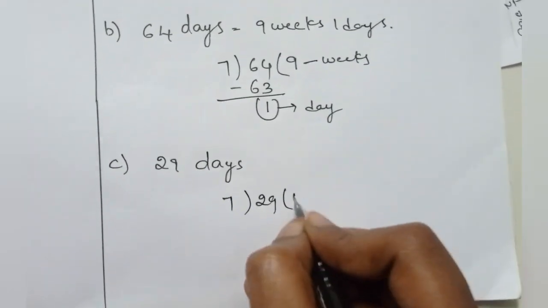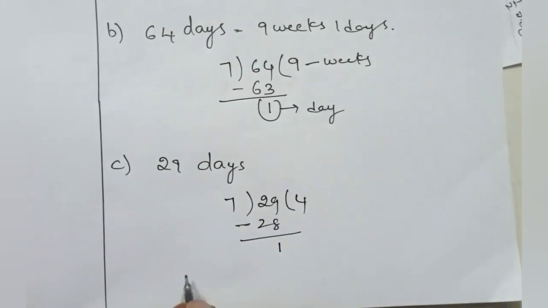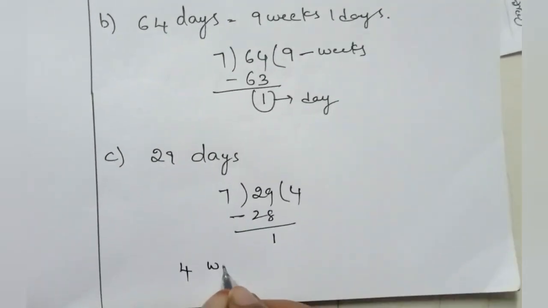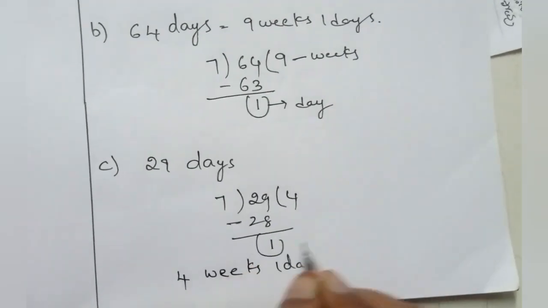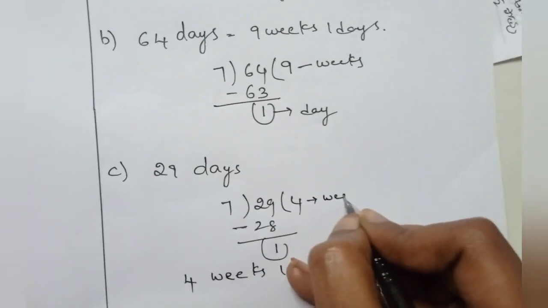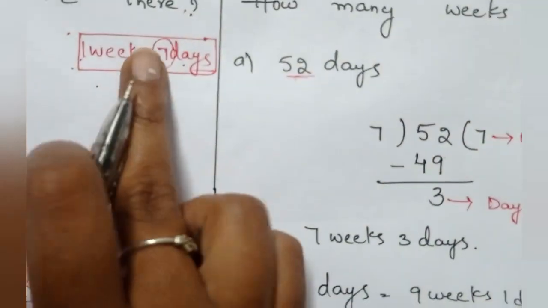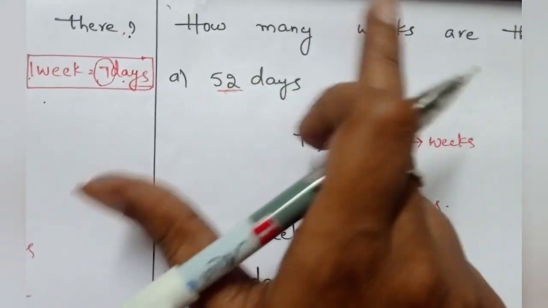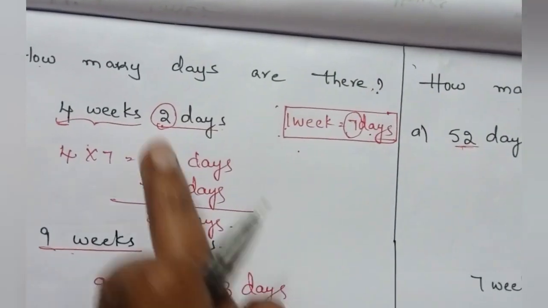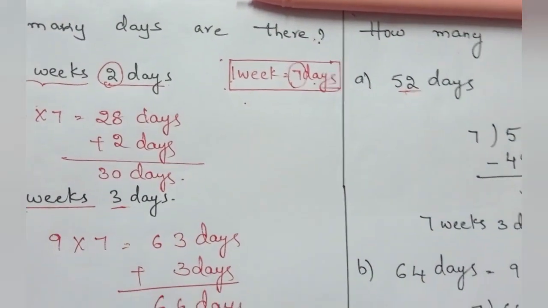29 by 7. 7 4s are 28. So here 1 again. So 4 weeks, 1 day. Only a small thing you have to remember, that is 1 week is equal to 7 days. You have to divide by 7 when you are going to find out weeks from days. When you are going to find out days from weeks, you multiply by 7. That's it. Thank you. Have a nice day.